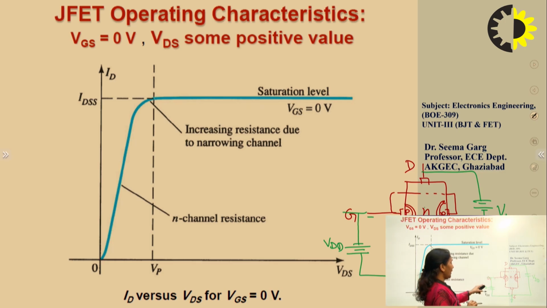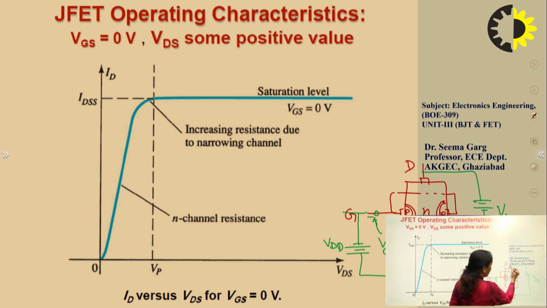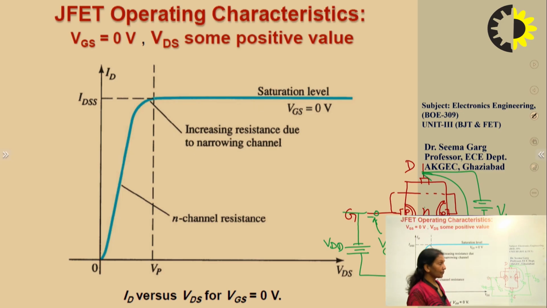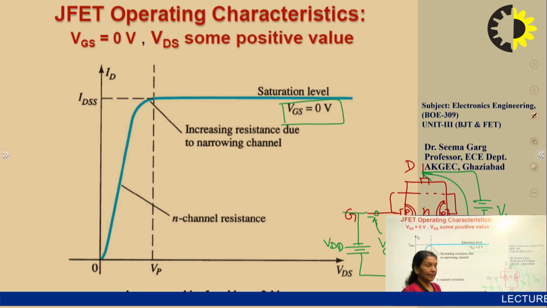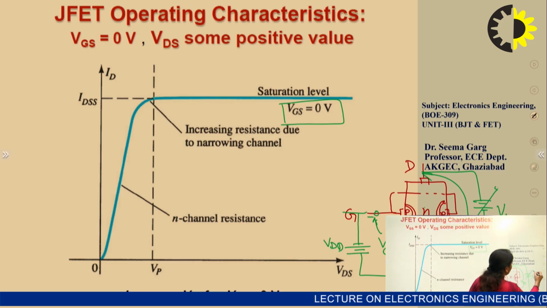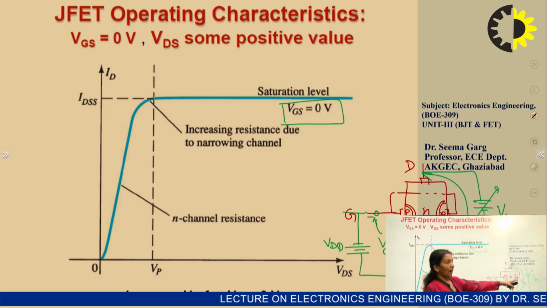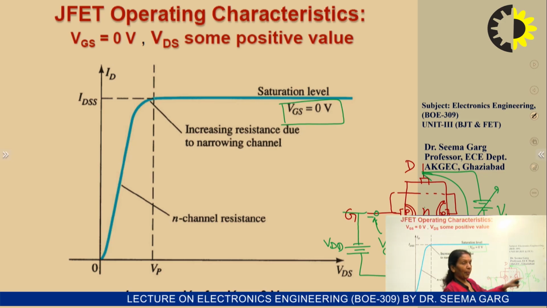Now, initially, because of this VDD, input voltage between these two terminals will be developed, that is gate to source terminal. That is why we call it as VGS. And here the voltage which is developed between the drain to source terminal is VDS. Now initially we keep the VGS is equal to 0. So now let us see what happened when VGS is equal to 0 and you are only changing the VDS by varying the value of VDD.